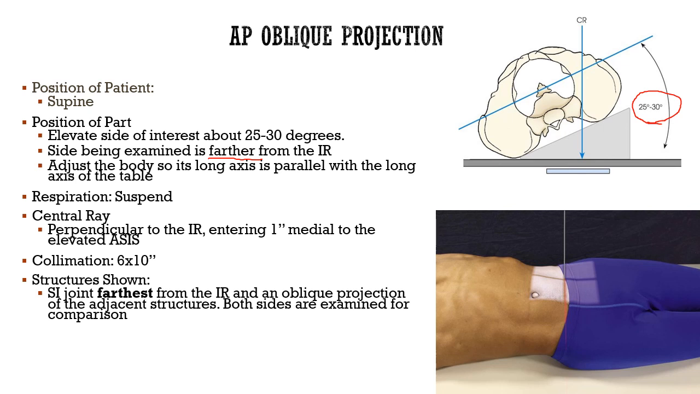We're going to center 1 inch medial to the elevated ASIS. Our collimation is a 6 by 10, and we're going to look at the SI joint furthest from the image receptor and an oblique projection of the adjacent structures. Both sides are examined for comparison.